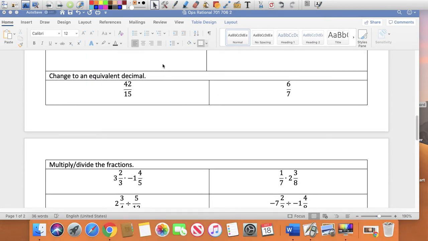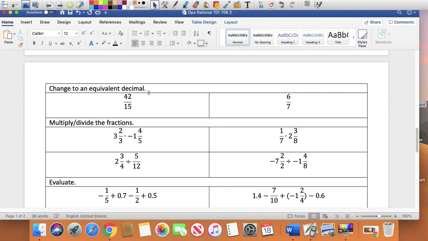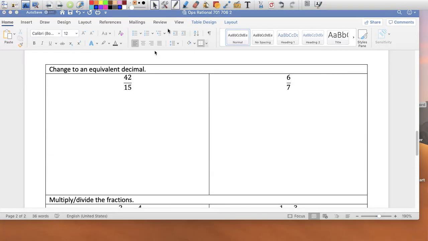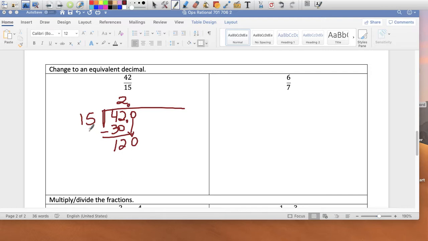Change to decimal. So we have 42 over 15. So we're going to do 42. Remember, 42 goes inside. Divide by 15. 15 goes in 42 2 times, which is 30. Minus. And it's going to be 2 and 12. Now I'm going to add a decimal. I'm going to bring a 0 down. 15 goes into 120 8 times. 8 times 5 is 40, goes 4. 8 times 1 is 8, 12. So that one actually was super easy, so it's 2.8.